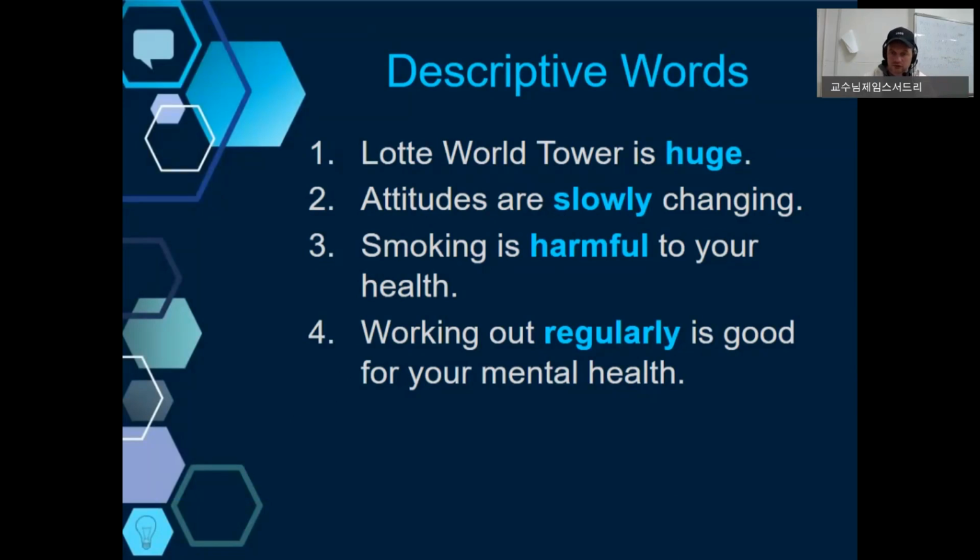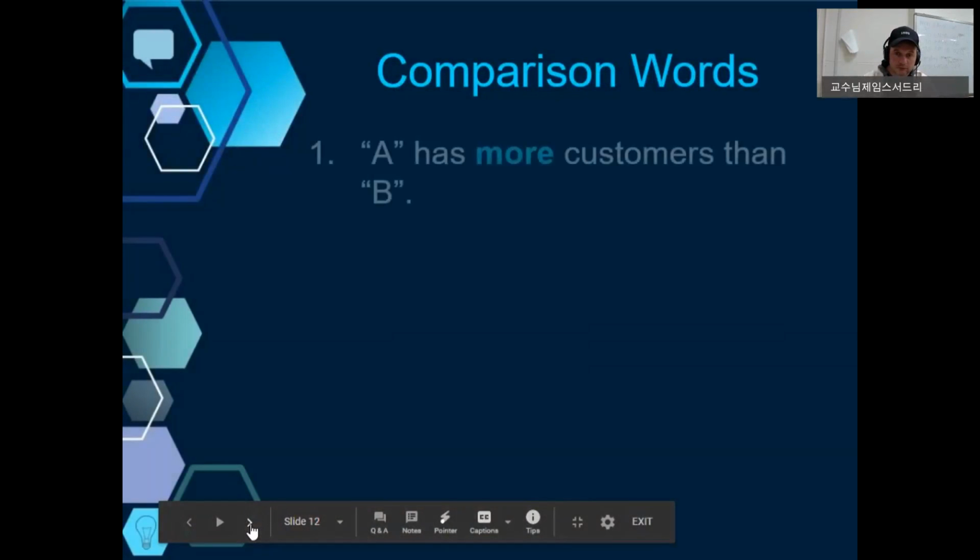Okay, now let's try stretching. Lotte World Tower is huge. Attitudes are slowly changing. Smoking is harmful to your health. Working out regularly is good for your mental health. Now let's try and say that again, but with the pause. Okay, here we go. Lotte World Tower is huge. Attitudes are slowly changing. Smoking is harmful to your health. Working out regularly is good for your mental health. Okay, good. Let's go to the comparison words.